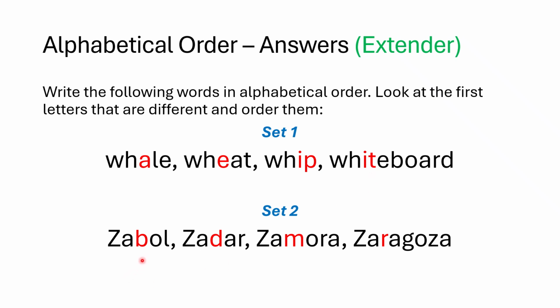The third letter in Zabol is B. The third letter in Zadar is D. The third letter in Zamora is M. The third letter in Zaragoza is R. B, D, M, R.